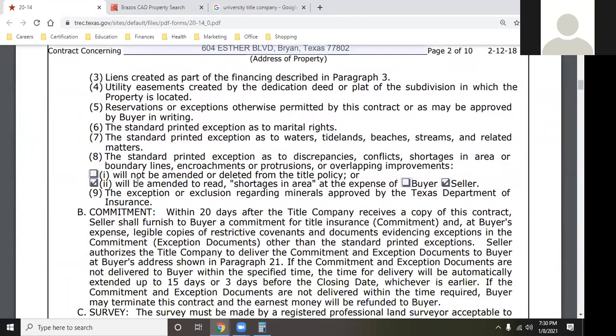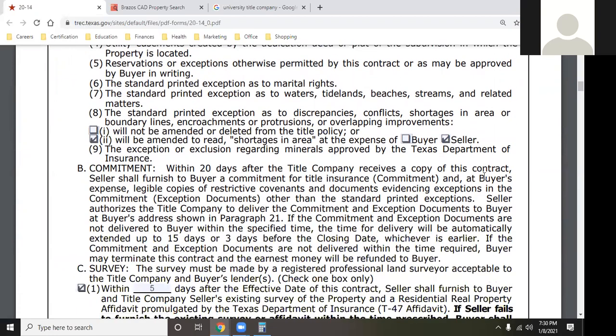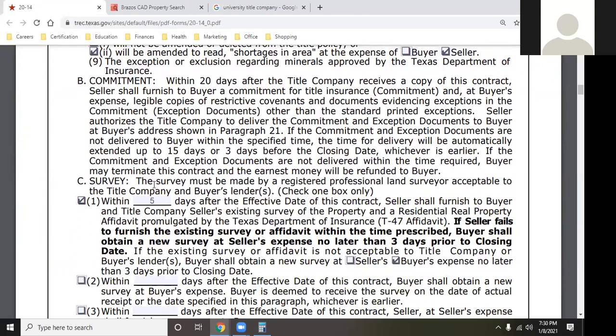Are you okay with this statement on number eight, that you will pay for the shortages of area? Nope. I want the fire. You want the fire. So you would mark through that, check this one and initial. Okay. Title or the survey.